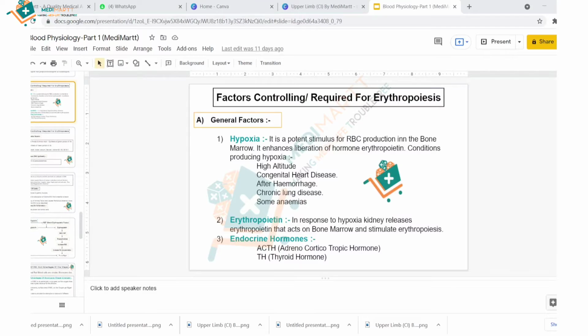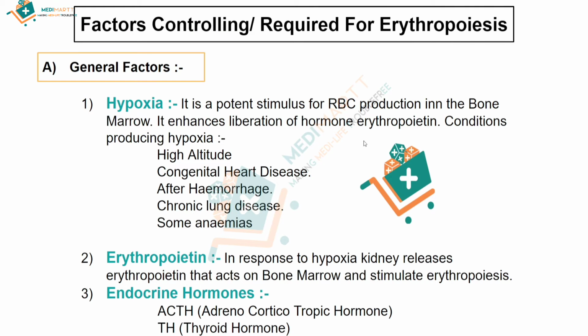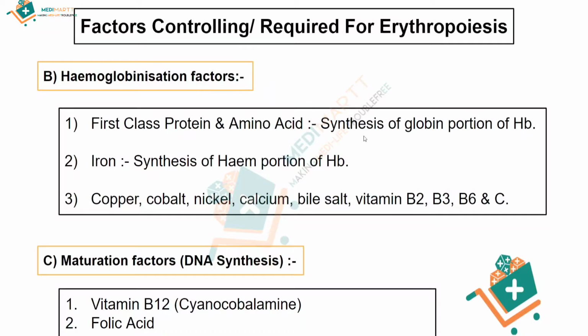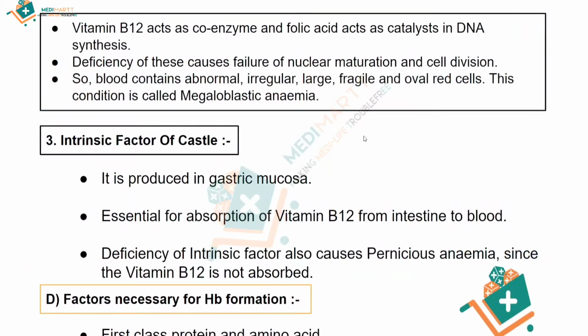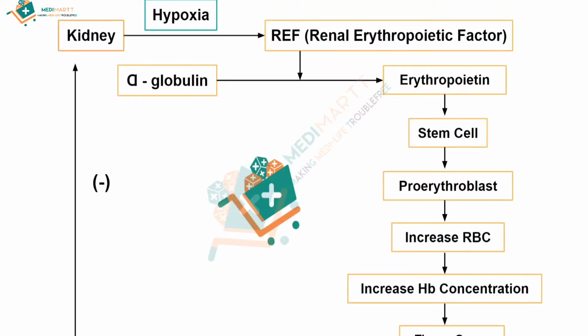So let's start. In our previous video we discussed some factors controlling or required for erythropoiesis: some general factors, then the hemoglobinization factors, then the maturation factors, then the intrinsic factor of Castle, and all those things. We will discuss this mechanism again.